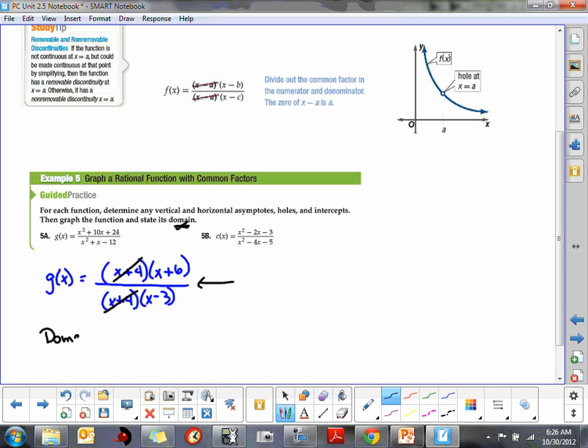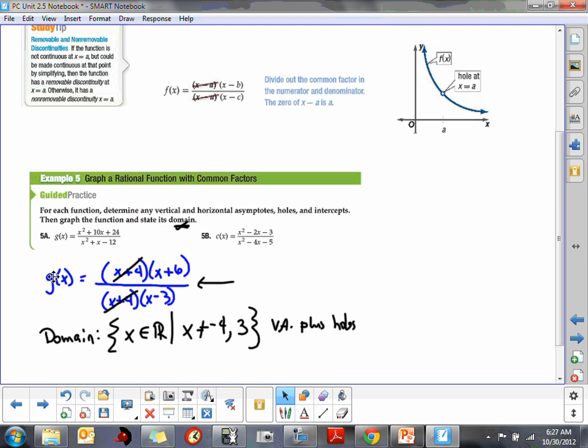What are the input values that the original function cannot obtain because it will be undefined? In set builder notation, x is an element of real numbers. There are two numbers that x cannot be: do not let x equal -4 and do not let x equal 3. The location of any holes or any vertical asymptotes must be restricted in your domain. So this will always be a combination of vertical asymptotes plus whatever you have for any holes in your graph. Our two inputs that will create a vertical asymptote or a hole are -4 and 3. So the domain is taken care of.